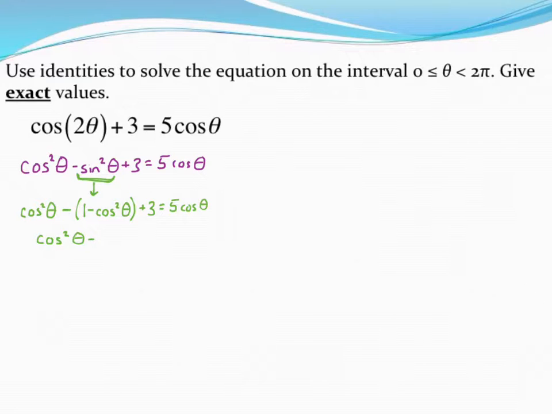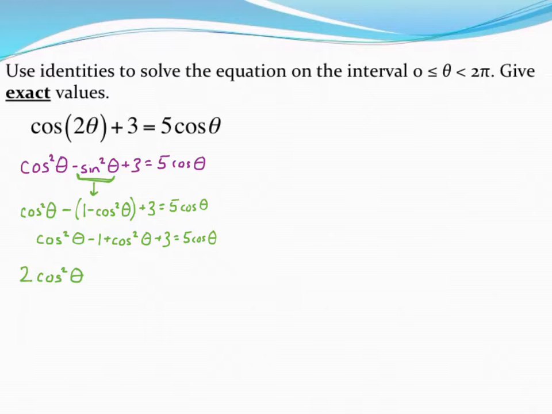So cosine squared of theta minus 1 plus cosine squared of theta. Don't forget to distribute that negative sign, and then plus 3 and again equals 5 cosine theta. Okay, so there's a lot going on here. However, I have cosine squareds being added together. So I've got one there and one there. Well, you might as well just add those together. They're not going to cancel out because they're both positive. But adding them together, just like x squared plus x squared is 2x squared, I'd have 2 cosine squared of theta. And so I can see that this is why the problem is going to involve some factoring.